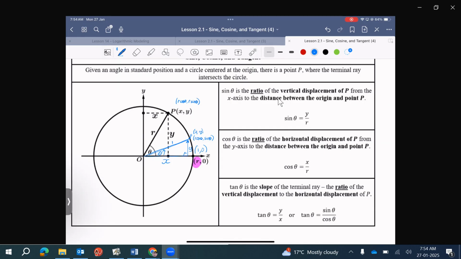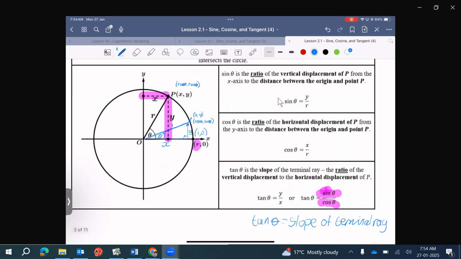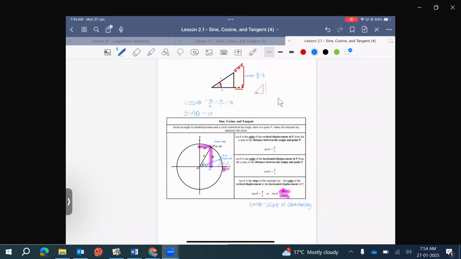Tangent, can we see tangent here in the graph and everything? Well, if you've got this as the change in y, and this is the change in x, then the tangent of the angle is the change in y over the change in x, which is gradient or slope. So one more thing we're going to see is that the tangent of theta is equal to the slope of the terminal ray. All right. So a little bit of revision there.